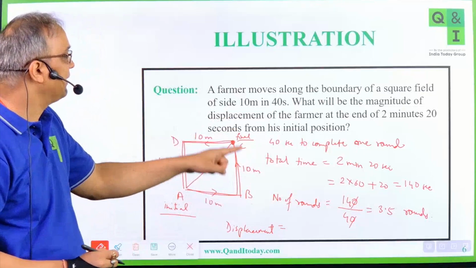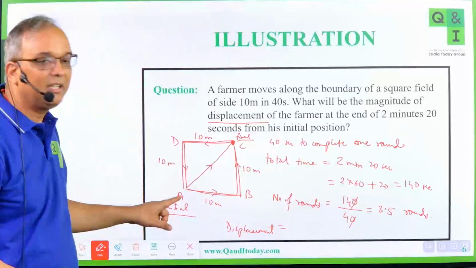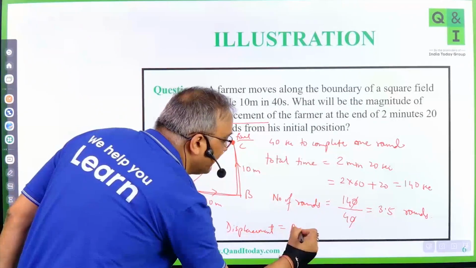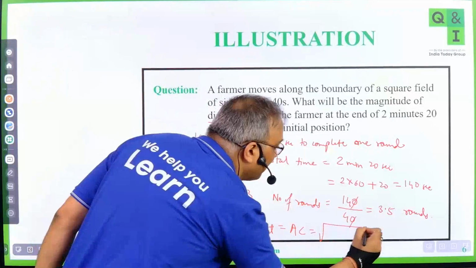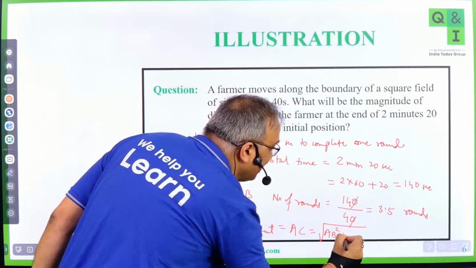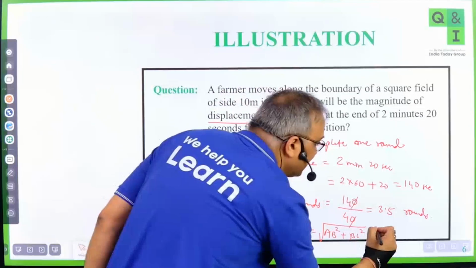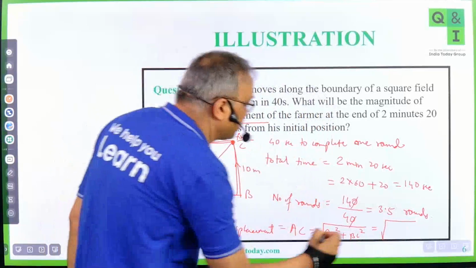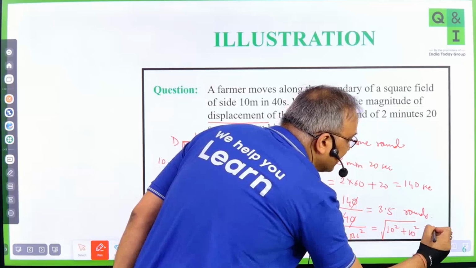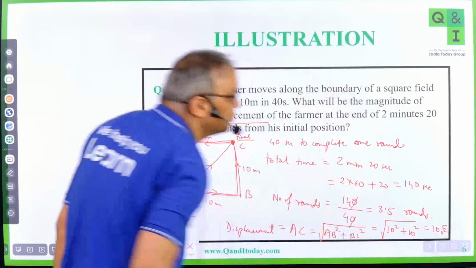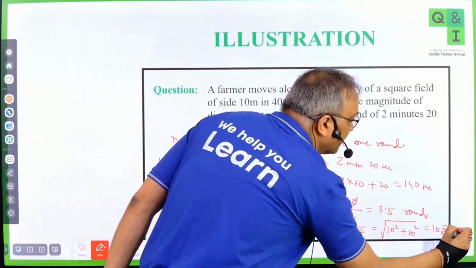But we have to calculate the displacement in this question. The displacement will be A to C, equal to AC. And what will AC be equal to? By Pythagoras theorem, this is the square root of AB square plus BC square. If you calculate this, it is the square root of 10 square plus 10 square, that is 10 root 2. So 10 root 2 meter is the net displacement.